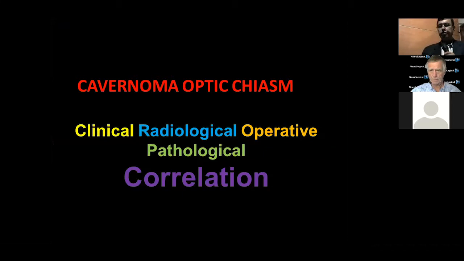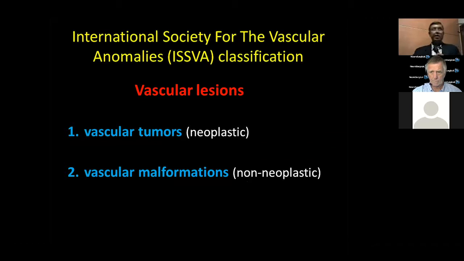Our topic for today is cavernoma affecting the optic chiasm, from the clinical, radiological, operative, and pathological sides. To speak about cavernoma, I have to take a general overlook of vascular lesions, according to the International Society for the Study of Vascular Anomalies classification.